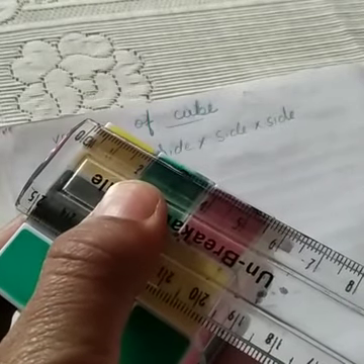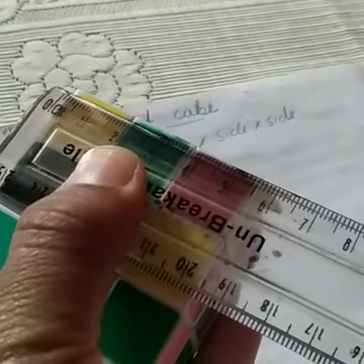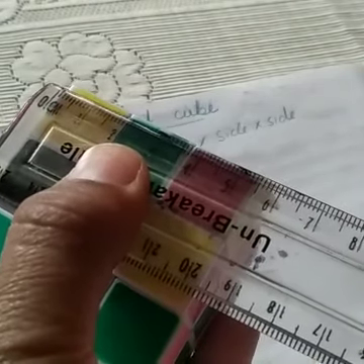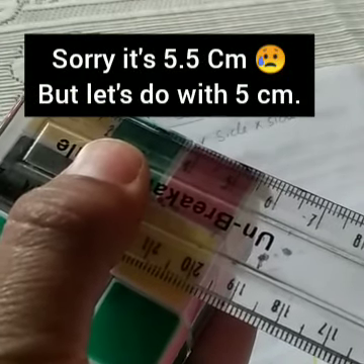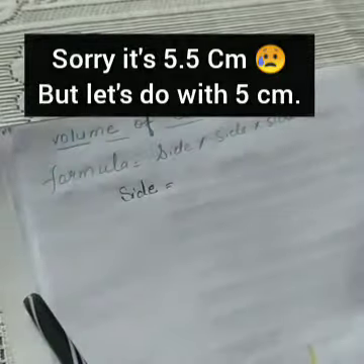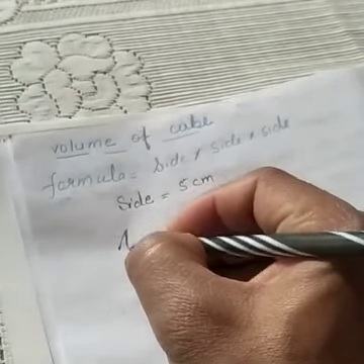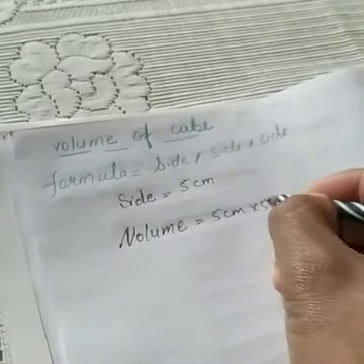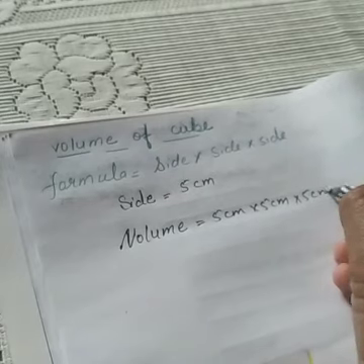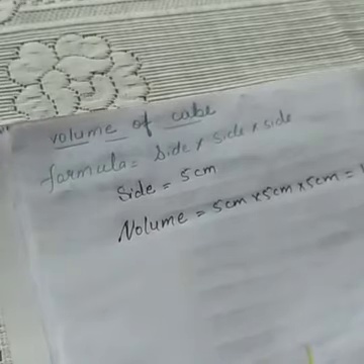Okay, I have put it over here. Now you can see the side of this cube is 5 centimeter. We all know a cube has all sides equal, so 5 centimeter. Now the volume will be 5 centimeter multiplied by 5 centimeter multiplied by 5 centimeter, which equals 125 centimeter cube. Pretty easy.